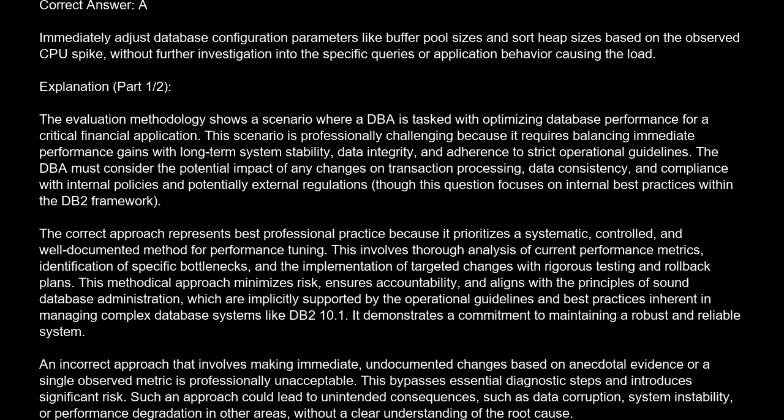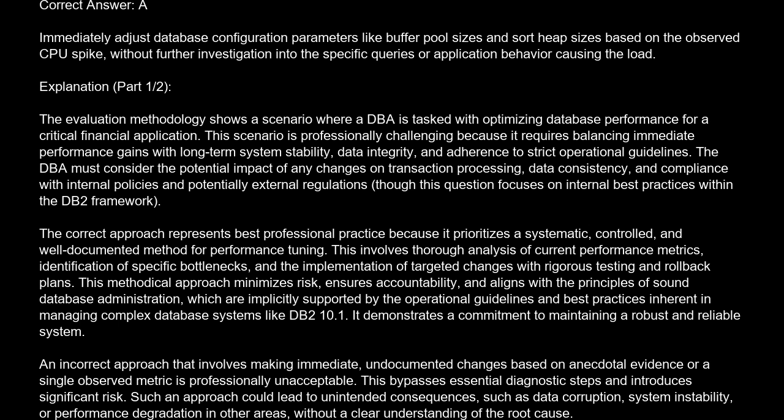Explanation. The evaluation methodology shows a scenario where a DBA is tasked with optimizing database performance for a critical financial application. This scenario is professionally challenging because it requires balancing immediate performance gains with long-term system stability, data integrity, and adherence to strict operational guidelines. The DBA must consider the potential impact of any changes on transaction processing, data consistency, and compliance with internal policies and potentially external regulations, though this question focuses on internal best practices within the DB2 framework.